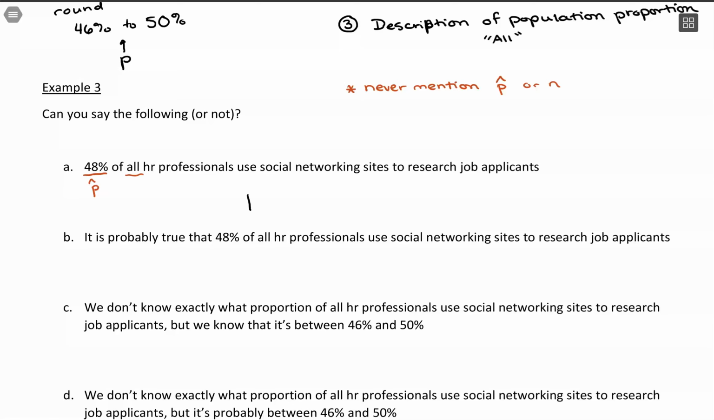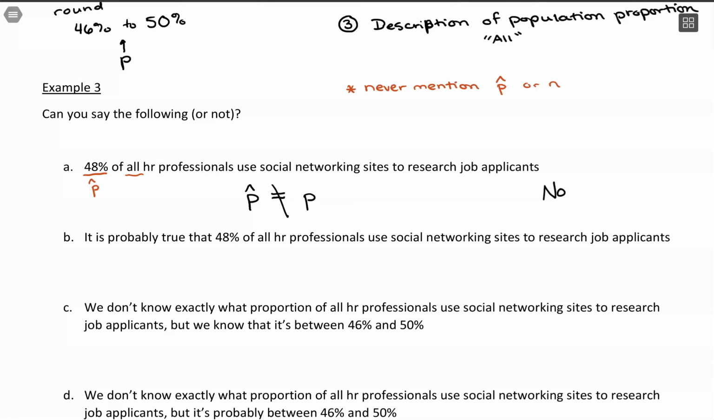So they're basically trying to say the sample proportion that we took is equal to the population proportion, which we do not know. We don't have that information. You wouldn't know that unless you collected the population data. So we can't just say that the sample proportion is the population proportion. So that sentence does not work.